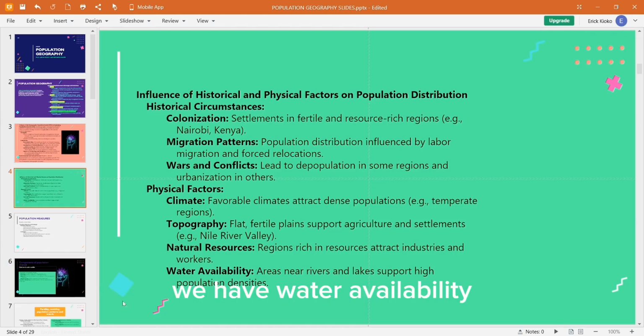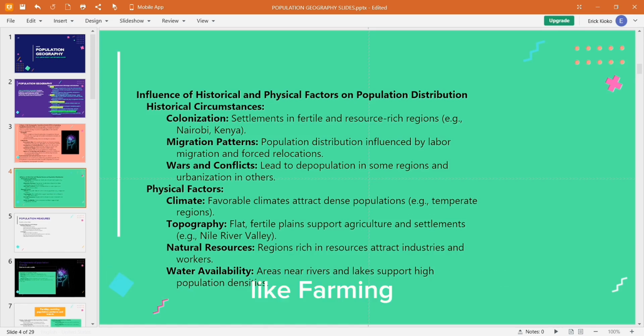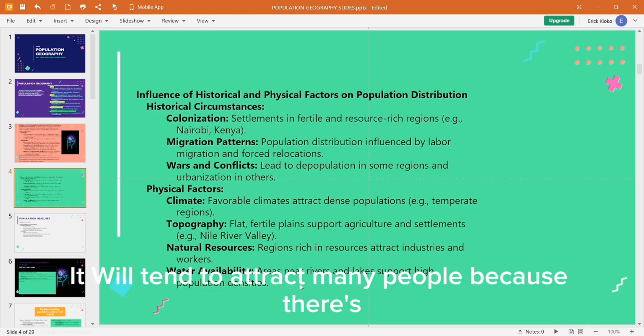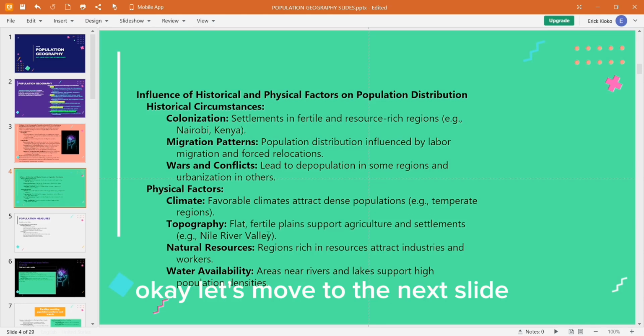We have water availability. For example, a place with water will attract many people because you can do many economic activities like farming. Natural resources: if we have a mining site, it will tend to attract many people because there is employment. Okay, let's move to the next slide.